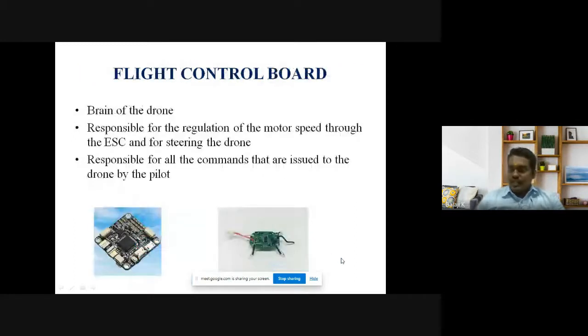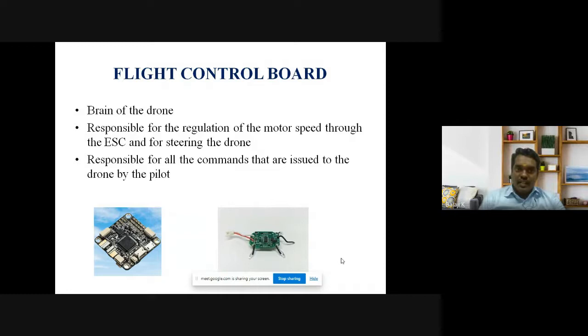Third component is the flight control board. Normally they call it the brain of the drone, or somebody will call it the motherboard of the drone. What it does is regulate the motor speed through the ESC and steer the drone. How much speed we want and where we have to fly, everything will be controlled. Like a brain, it controls and operates the drone. That's why it is a very important component in the drone.